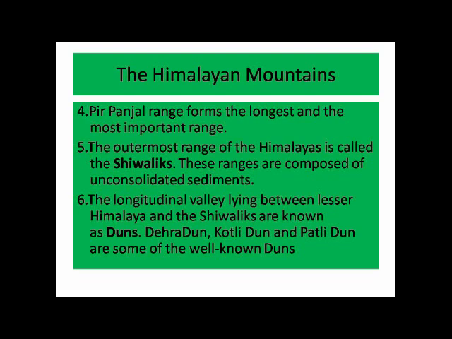Pir Panjal range forms the longest and most important range. The outermost range of the Himalaya is called Shivaliks. These ranges are composed of unconsolidated sediments. The longitudinal valleys lying between the Lesser Himalaya and the Shivalik are known as duns. Dehradun, Kotli Dun, and Patli Dun are some of the well-known duns.